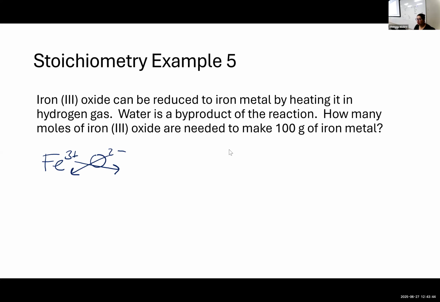So you have to crisscross because they're not the same number. So that's Fe2O3. You have to have that correct or you can't do anything else.